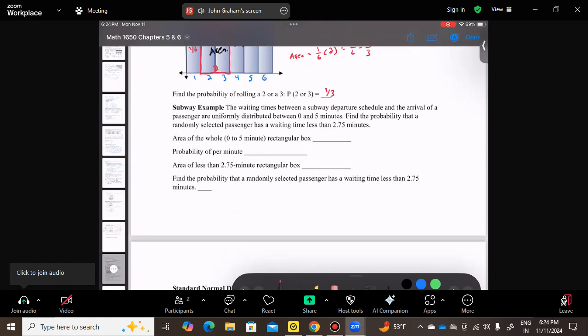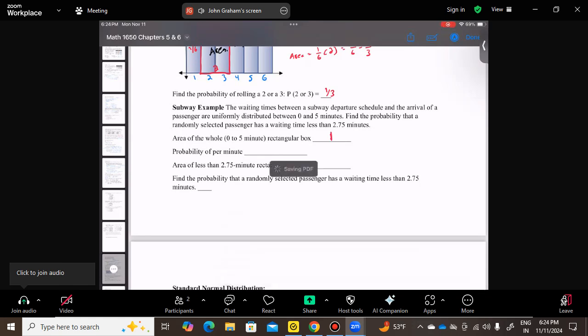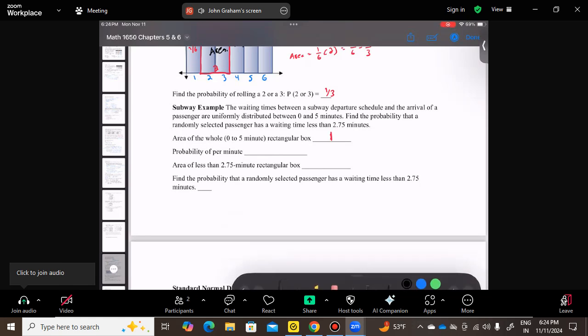The area of the whole rectangle is equal to 1. We're going to draw it here. So we have a rectangle, and the area inside equals 1. This is 0, this is 5, so you have 5 on your horizontal. So this has to be 1/5 on the y. So your probability per minute is 1 over 5.